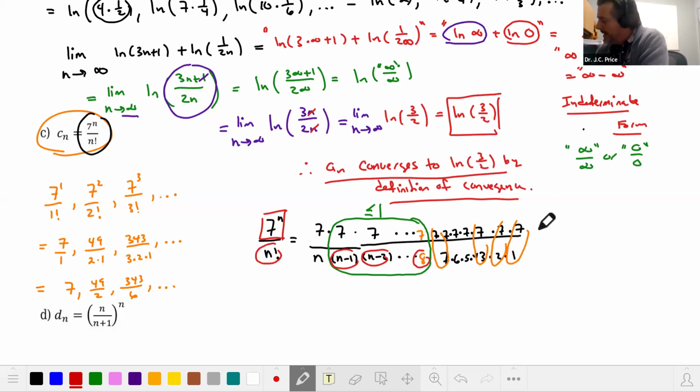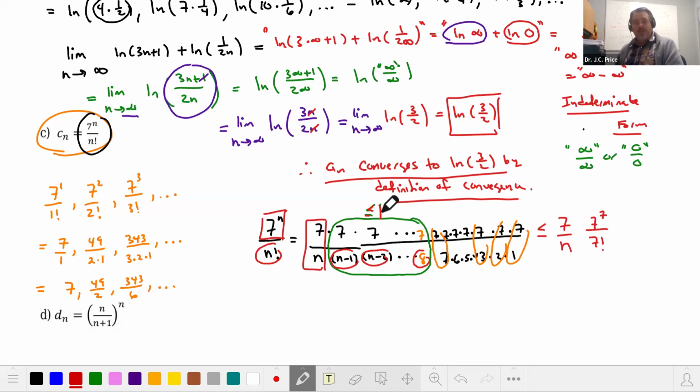So this will always be less than or equal to, you're left with a 7 over n over here, so 7 over n. You want to keep that guy because it's going to force you to 0. And then we have all these 7s, so you have 7 to the 7, and then divided by 7 factorial. But that statement is always true because that thing in green is always less than or equal to 1.